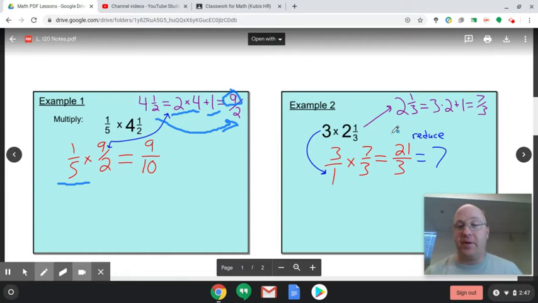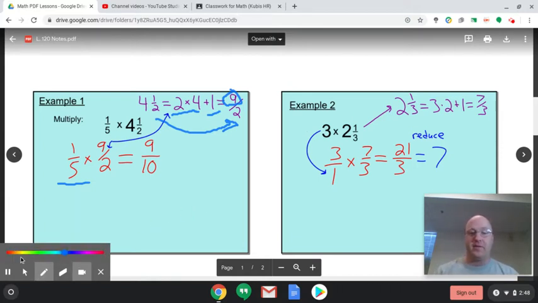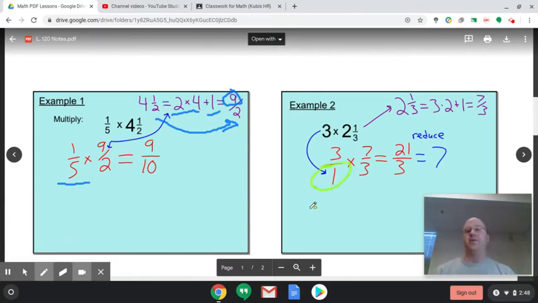So then example number 2 here. 3, again, we have to multiply fractions. And we need to keep 3 as a fraction. And how do we keep 3 as a fraction without changing its value at all? This is something that we've talked about. We put that 1 under it. We put that 1 under it, we're still keeping the same value, because what is 3 divided by 1?